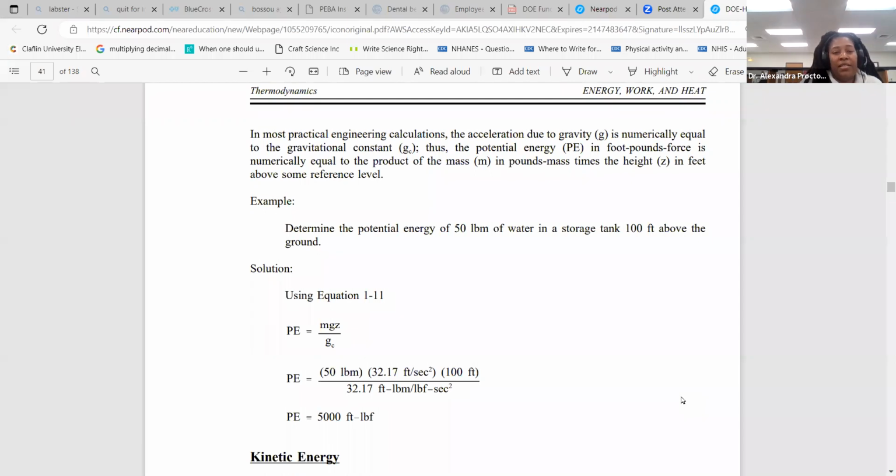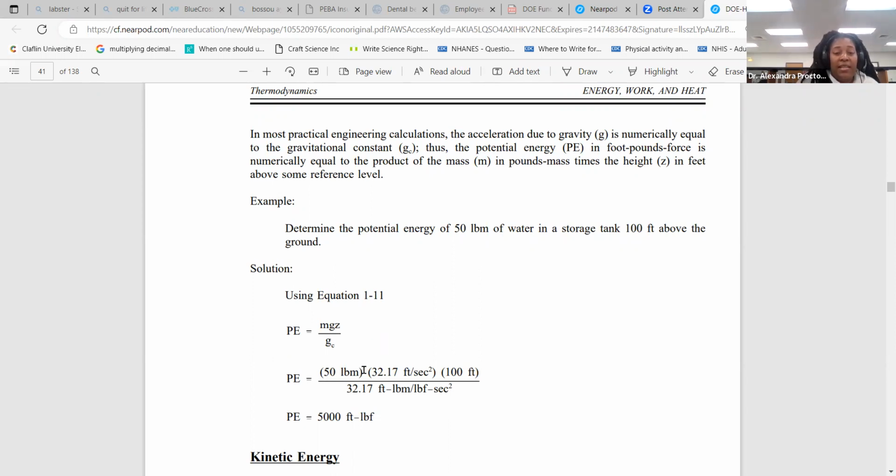So here's the example problem. Determine the potential energy of 50 pounds mass of water in a storage tank that's 100 feet above the ground. So the mass is 50 pounds. They give you a height, or a Z, which is 100 feet above ground. And the equation for potential energy, which was defined earlier, is PE equals mass times gravity times height divided by the gravitational constant.